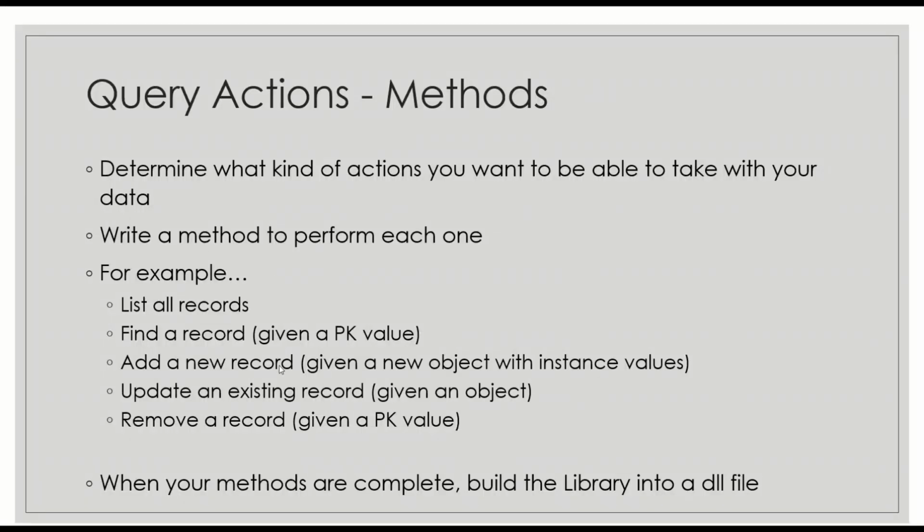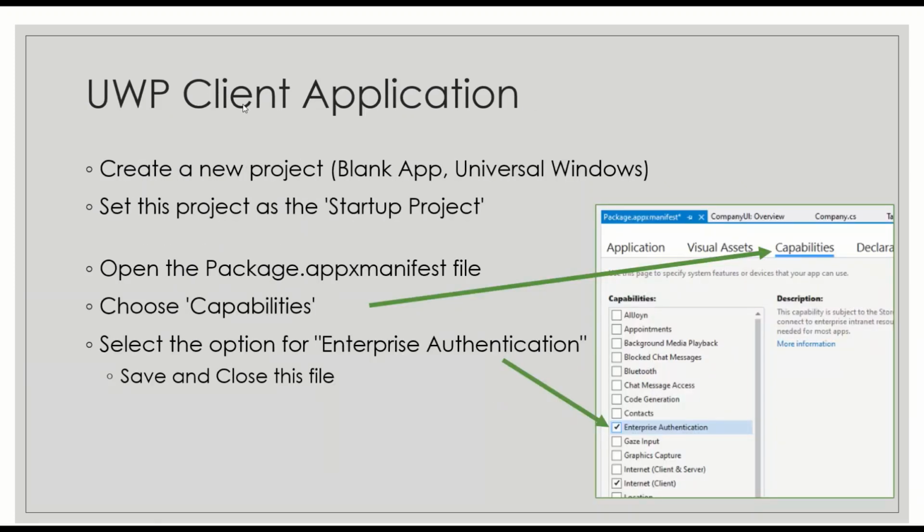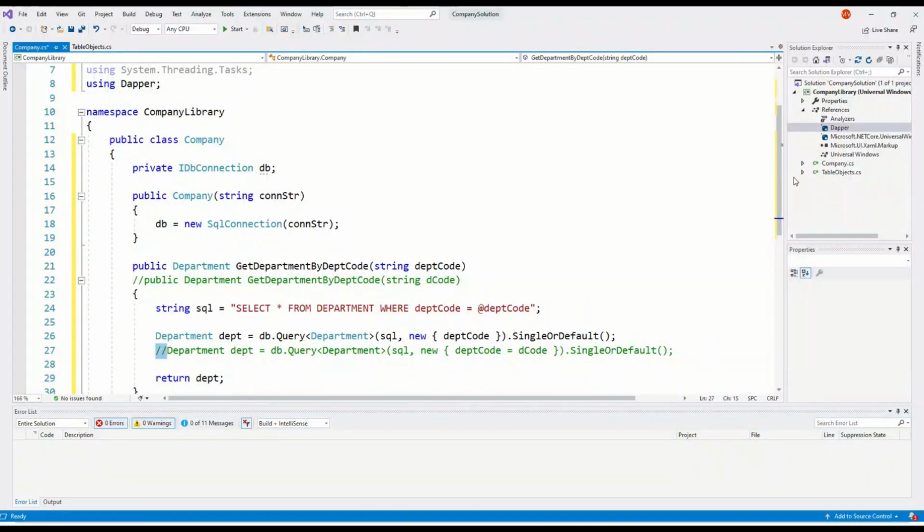So we're just going to do that one method for now. We will tackle the rest of these examples in future classes. So now that our method is complete, we're going to build our library into a DLL file, and then we're going to move on to create our UWP client application. So we're going to create a new project, blank app, universal windows, and we need to make some changes to that project as well. So let's go back to our solution.